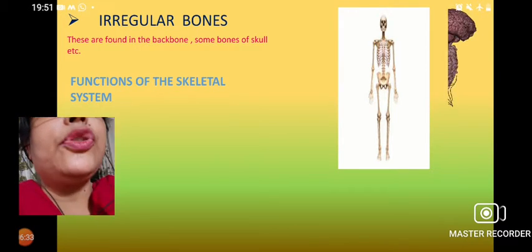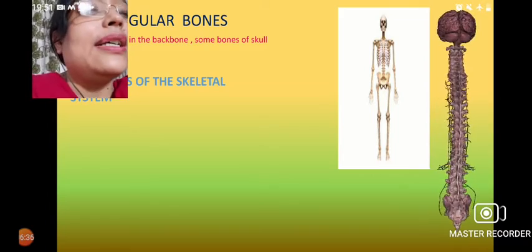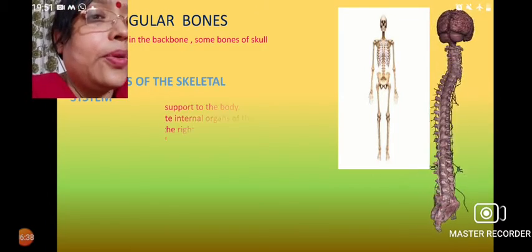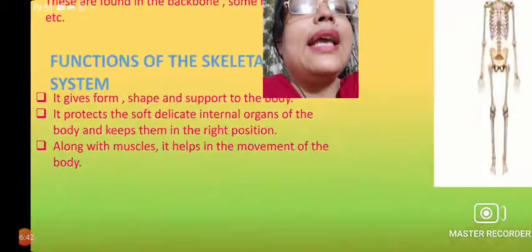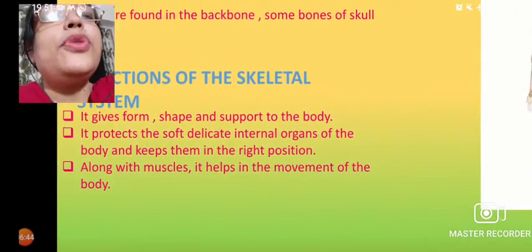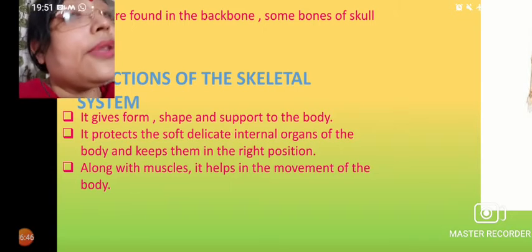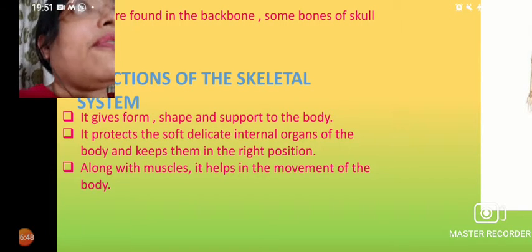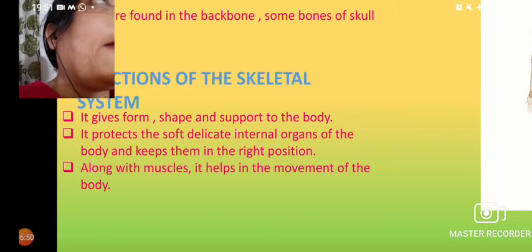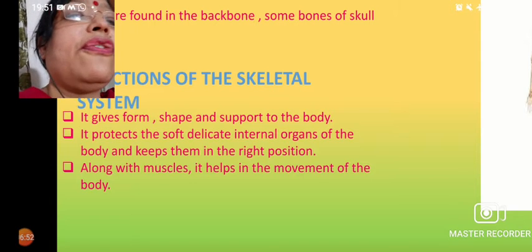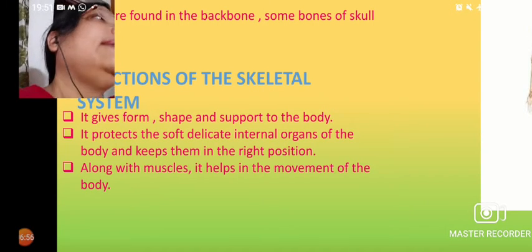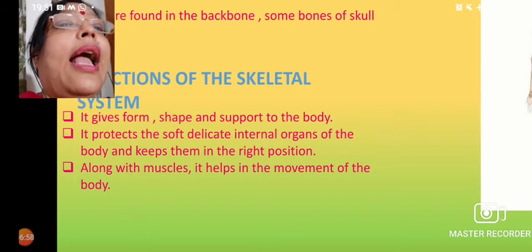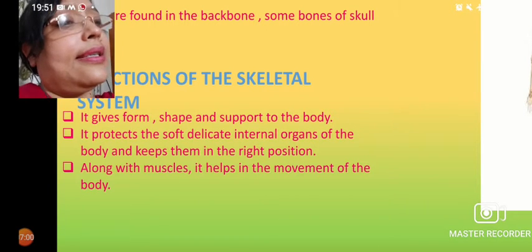Now we are coming into the functions of the skeletal system. What is the function of the skeletal system? It gives form, shape and support. Three things are very much required for a complete body: the form of the body, the perfect shape of the body and the support. All of these happen by the skeletal system.